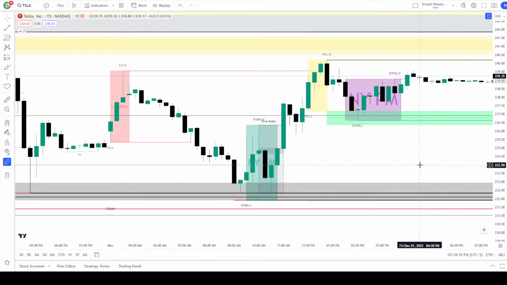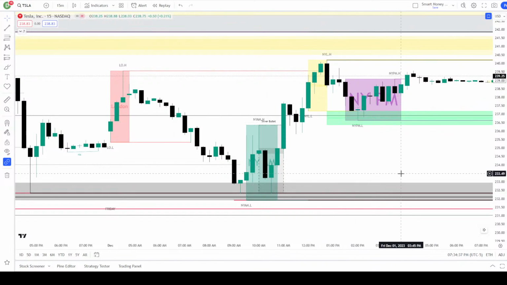Okay, so if any of you guys have questions about these indicators, I can definitely help you find the indicators that you need. But this indicator specifically that I'm looking at, it shows me London range, it shows me New York open range, it shows me New York lunch range, it shows me New York PM range, right?